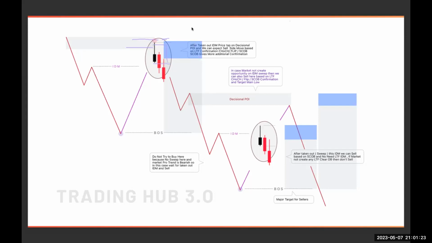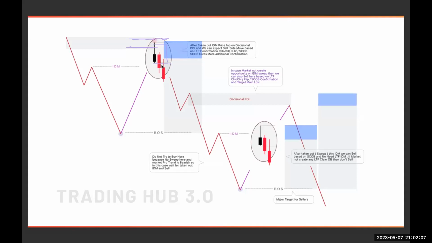Right. And the next possible scenario is here. If the market taps here and creates a chalk and flip entry module in a lower time frame, then you can also take entry for this sell or buy. Remember one thing: when price taps on a higher time frame order block after taking out the inducement, in that case, you can use every type of entry possible, like chalk, flip, and single candle order block. But when price sweeps the main higher low, the inducement, right? In that case, you can buy or sell only based on single candle order block, not chalk flip, right?